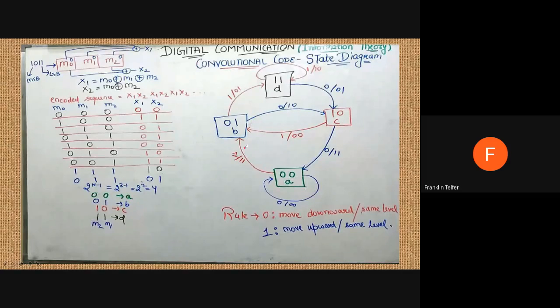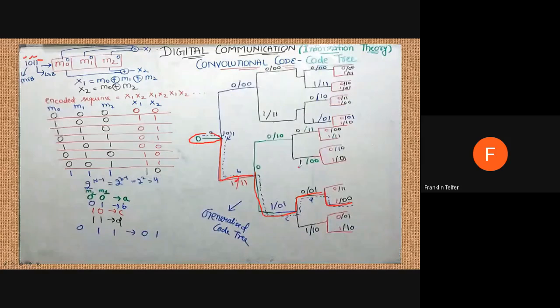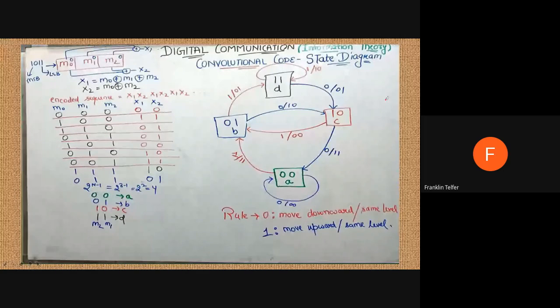These are the 4 states A, B, C, D: 00, 01, 10, 11, and we have computed the output sequence with respect to whether the input is 0 or input is 1. Likewise, you can trace the trace chart which you have done on the previous convolution tree. We can also trace using the state diagram.